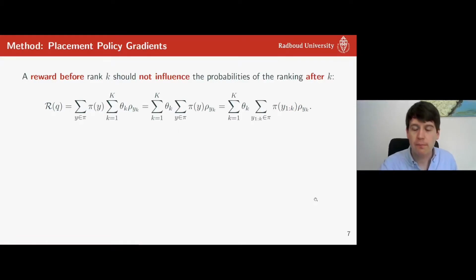So before I introduce the Plackett-Luce Rank algorithm, we have one step in between, which we call the placement policy gradient. And this comes from the observation that a reward before a rank k should not influence the probabilities of a rank after k. To illustrate this, imagine that you have a high reward for document 1. The first document that's being placed gets a very high reward. Should that reward affect the probabilities of the documents that you're going to place afterwards? Well, it shouldn't, because whatever the second document you're going to place is, it's going to have no effect on that reward that you got for the first document. So they're kind of independent.